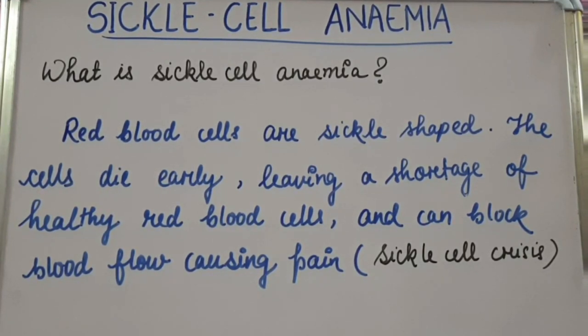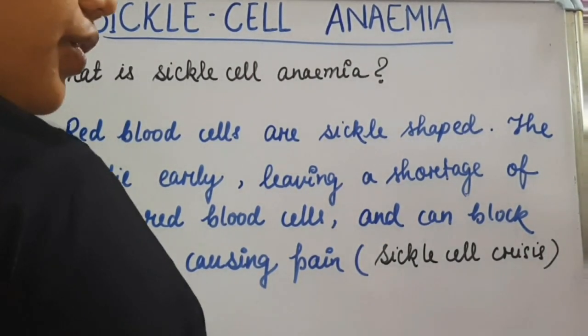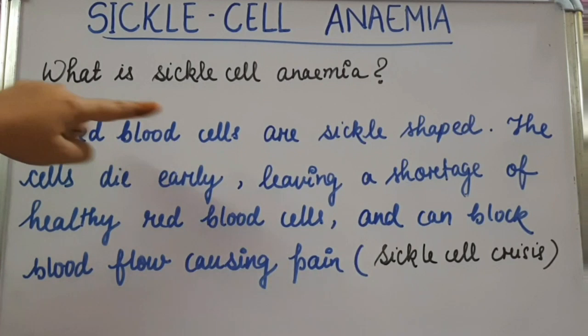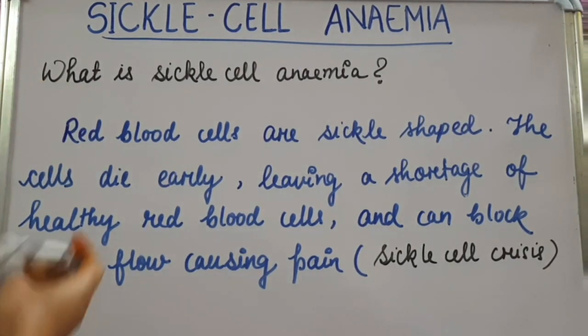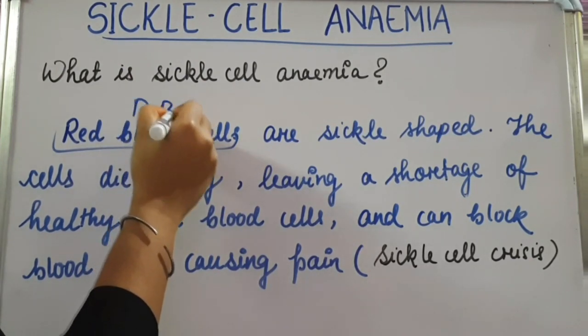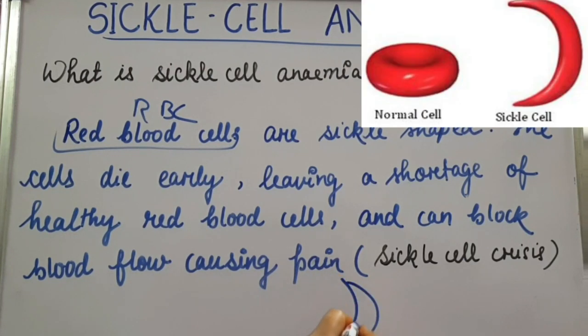Today's topic is another disorder, that is sickle cell anemia. You have heard about sickle cell anemia? Let's study what it is. What is sickle cell anemia? The red blood cells are sickle shaped. This is the shape of a sickle.